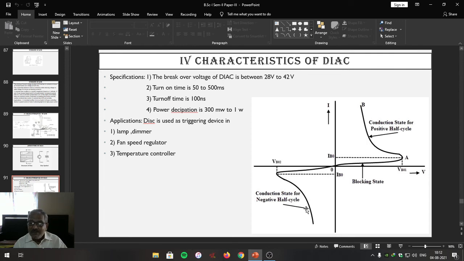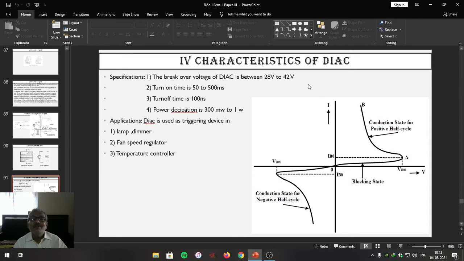It has no third terminal gate, so that's why it doesn't act as a controlling device. It just conducts in both the directions to act as the triggering device. Friends, that's all about the IV characteristics of diac.